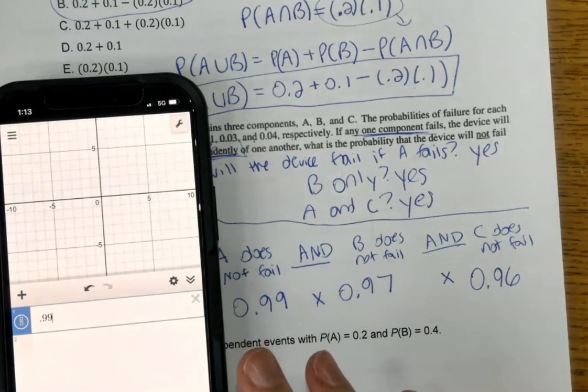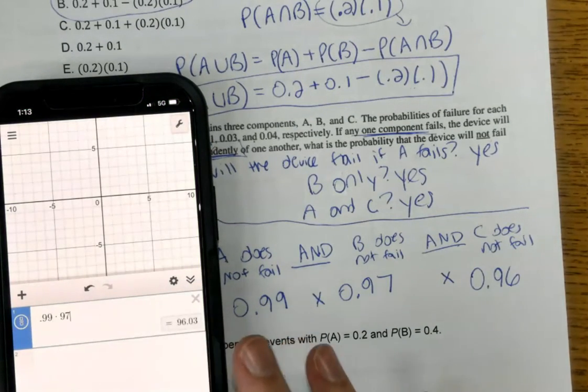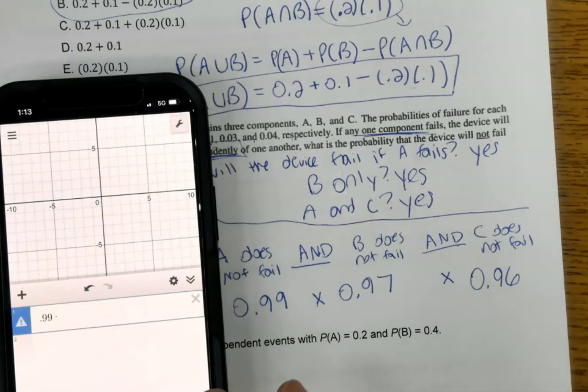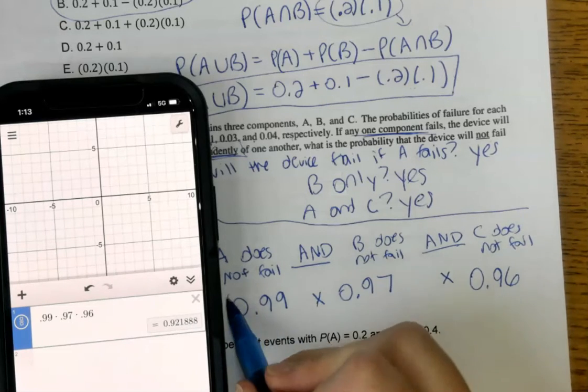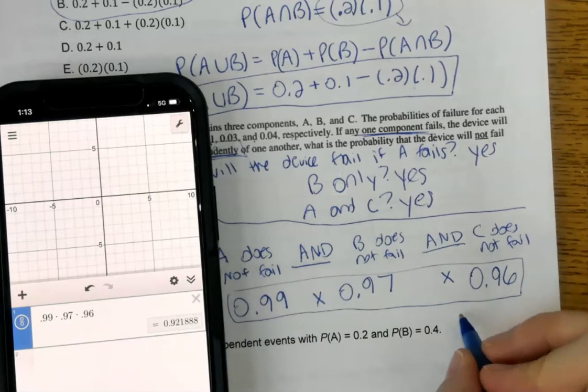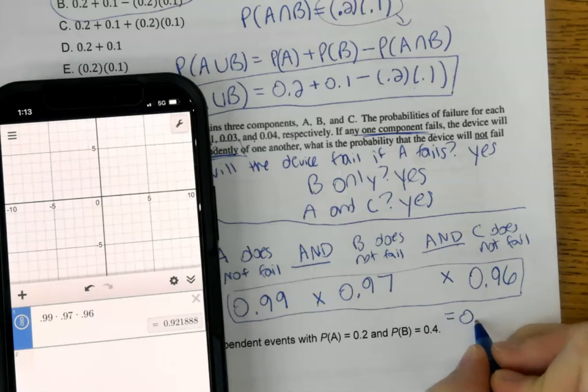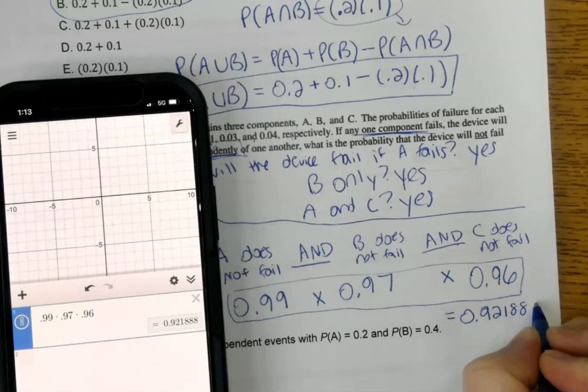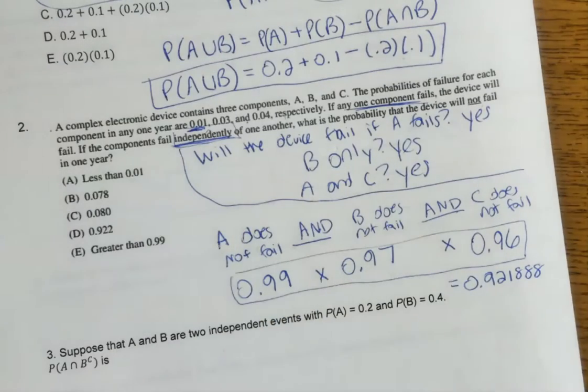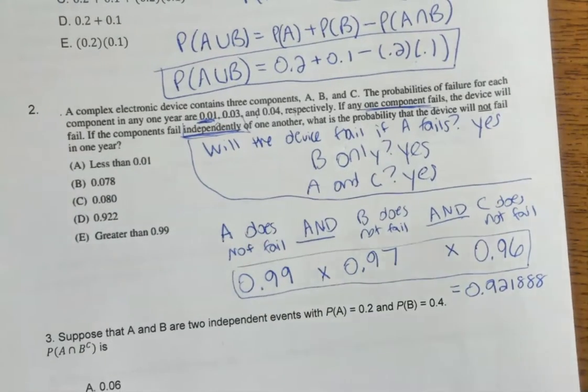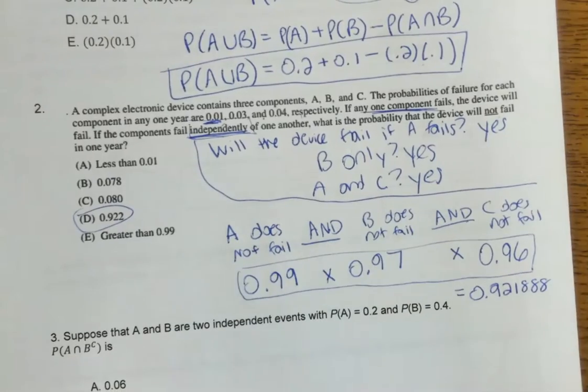So I'm going to do 0.99 times 0.97, oops, 0.97 times 0.96. When I multiply all of this out, I end up getting 0.921888, which is D when you round it to 3 decimal places.